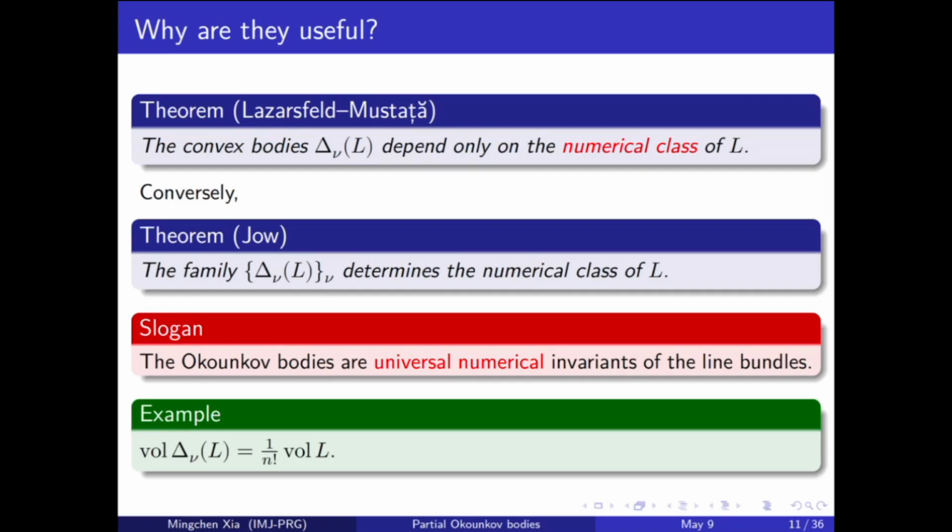And as a very simple example of this kind of phenomenon, there is a very well-known, very famous numerical invariant of the line bundle, the so-called volume of the line bundle, which basically characterizes how many holomorphic sections there are for L^k when k tends to infinity. And it is well known that this is a numerical invariant, and this numerical invariant can be computed using the Okounkov bodies in the following very simple way. The volume of the Okounkov body is nothing but the volume of the line bundle up to 1 over n factorial.